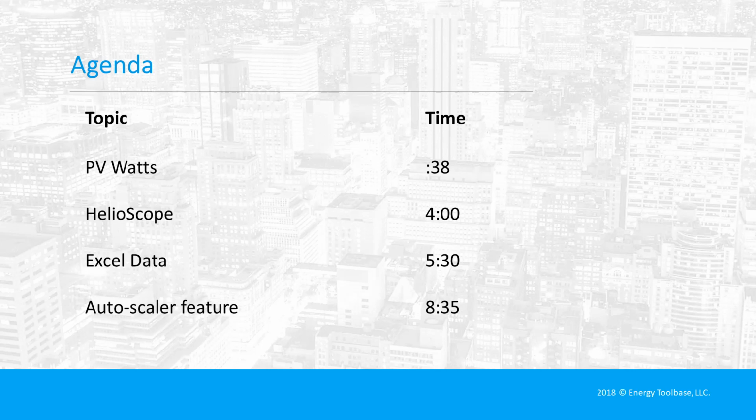We have direct integrations with PV Watts and HelioScope, and you can also upload outside 8760 interval data from a spreadsheet. I'm going to go quickly over each way of uploading that data just so you can get a feel of all of them. This is a quick look at the agenda if you'd like to skip ahead and look at a specific one.